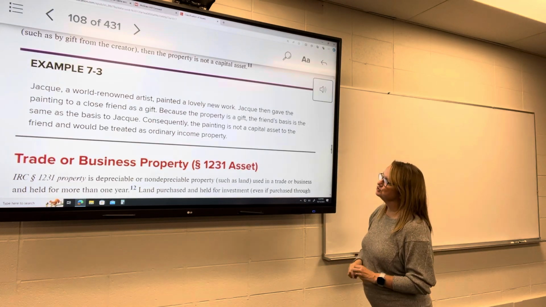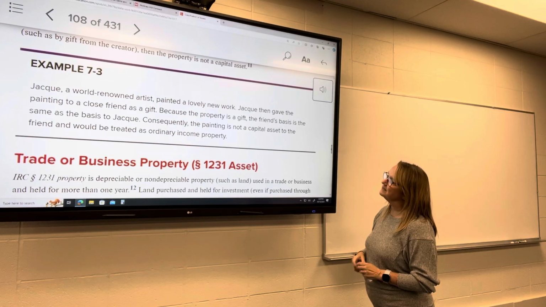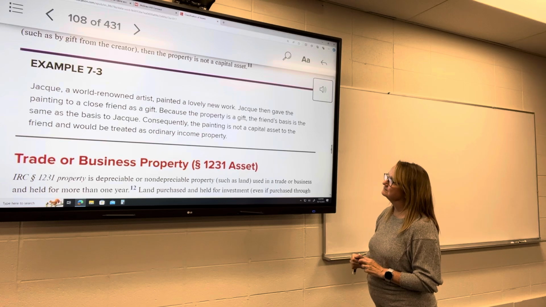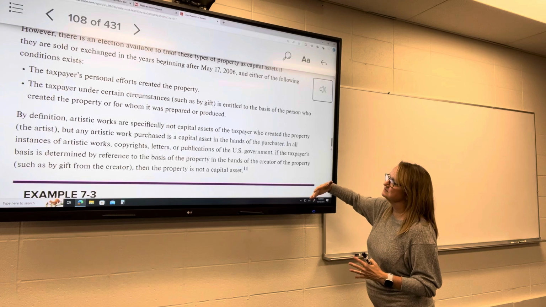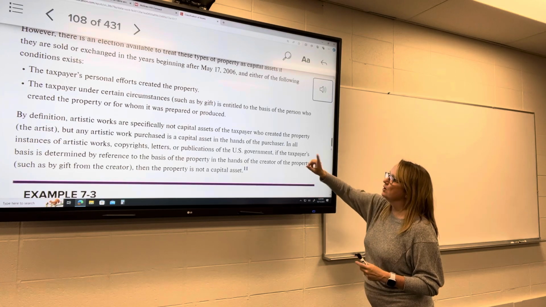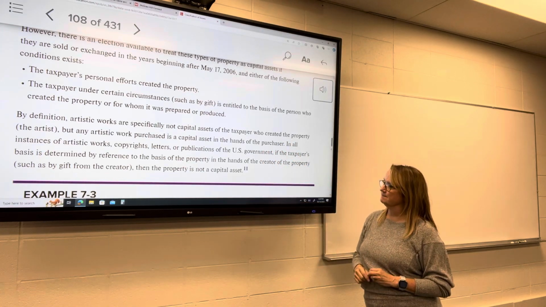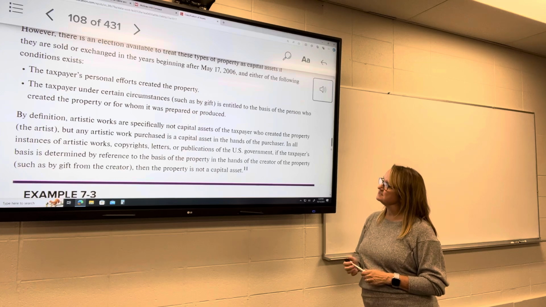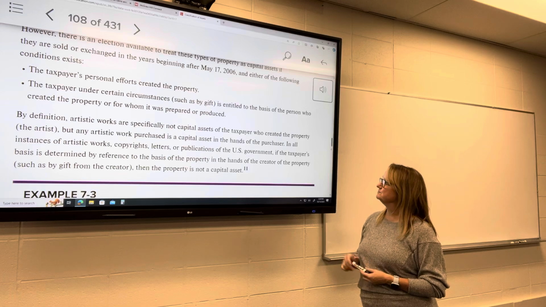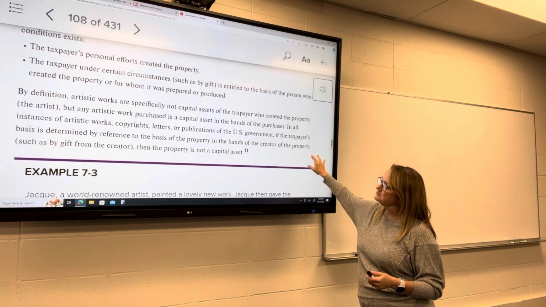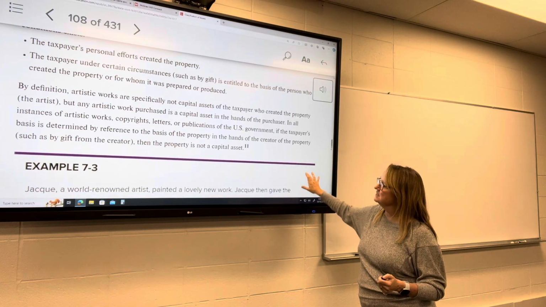Here's an example. Jacques, world-renowned artist, painted a lovely new work. He gave the painting to a close friend as a gift. So this is about how you determine the basis of these. Artistic works are not capital assets in the hands of the taxpayer who created them. But any artistic work purchased is a capital asset in the hands of the purchaser. Artistic works, copyrights, letters, publications, if the basis is determined by reference to the basis of the property in the hands of the creator, then the property is not a capital asset.